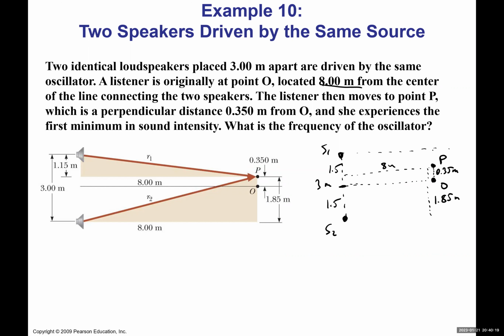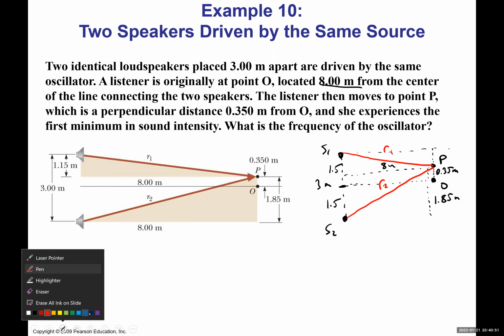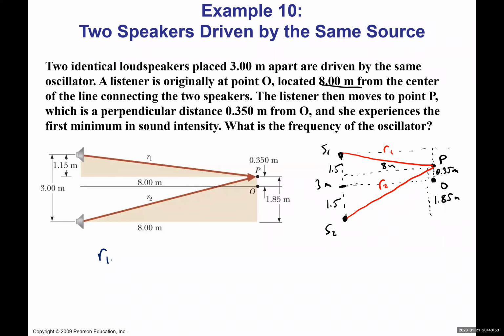And obviously, then this one will be 1.5 minus 0.35. So using all that information, I can see that source 1 has to travel this distance, which is R1, and source 2 has to travel that distance, which is R2. So we just constructed a triangle where we can find that information by calculating R1.